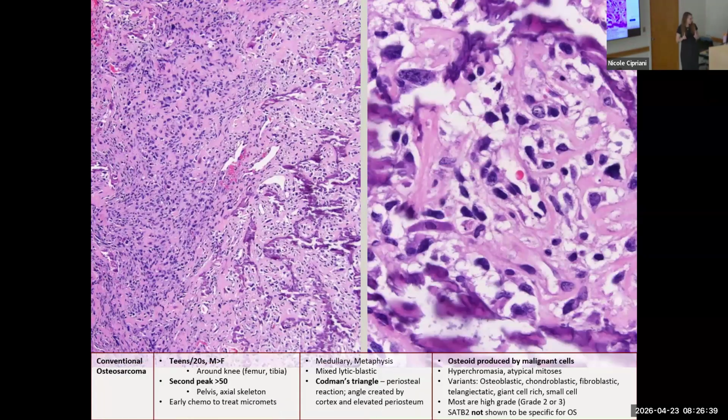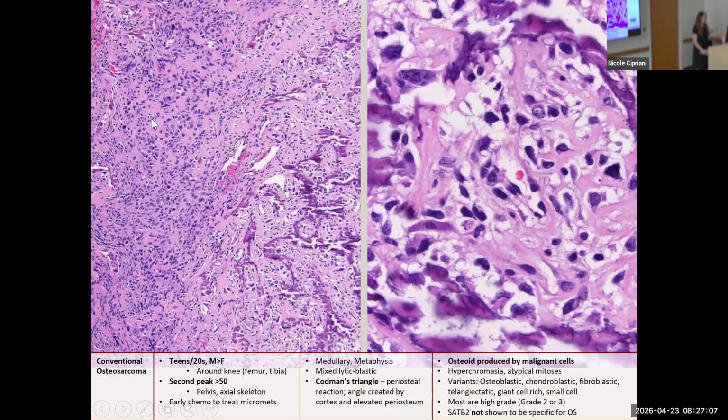But first we will see conventional osteosarcoma, which is intramedullary, again around the knee, in teens and 20s. There is a second peak in the elderly, maybe 70s, 80s, with Paget's disease, right? Or other secondary bony infarcts. So teens and old people get conventional osteosarcoma. Usually it's high grade.